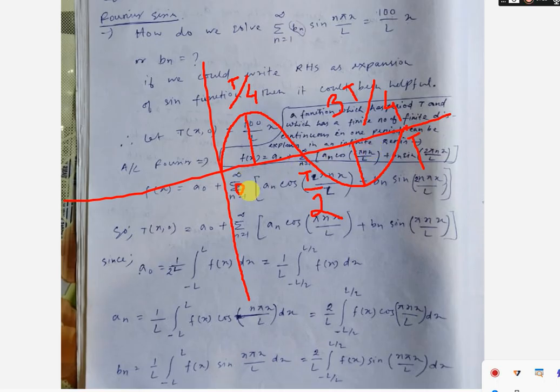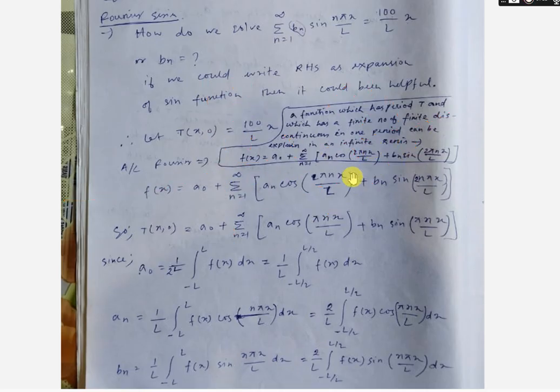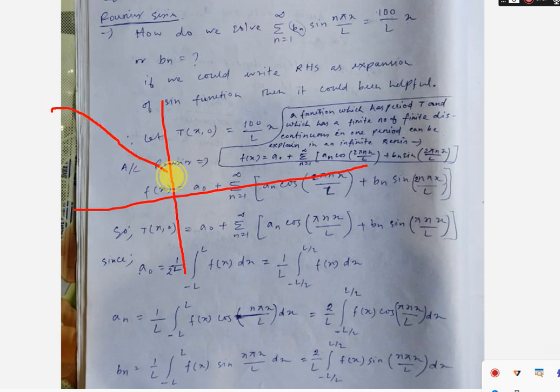Now, in this one period, if the function has a finite number of finite discontinuities, what it means is, if the left hand side of the function is like this, and the right hand side of the function is like this.